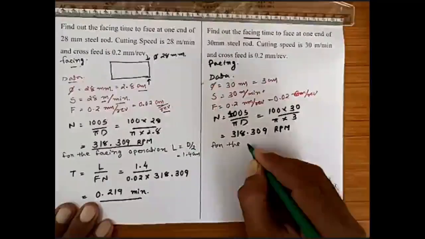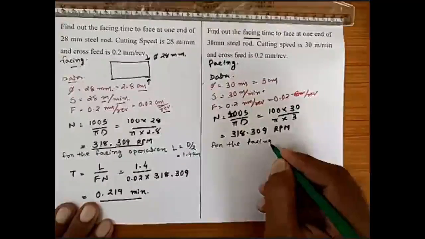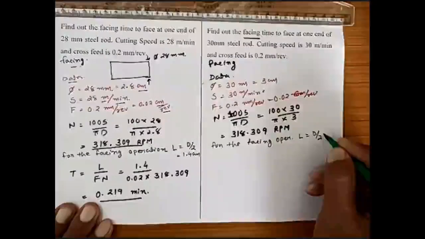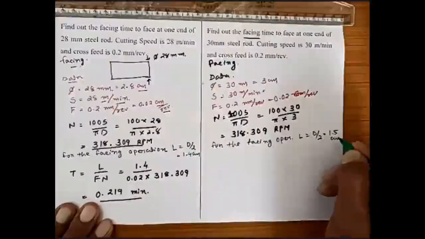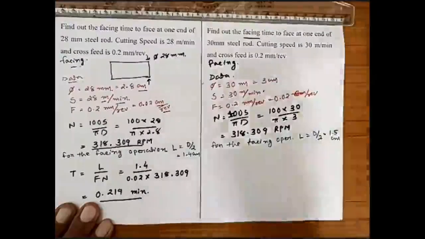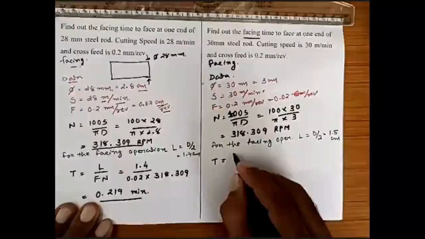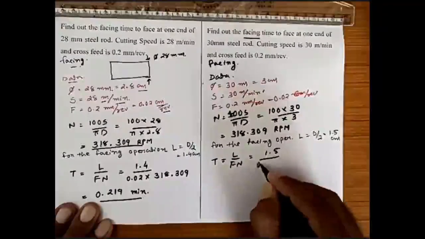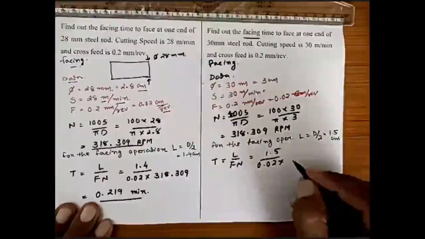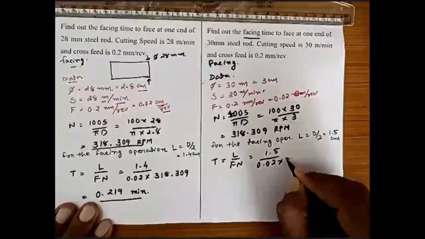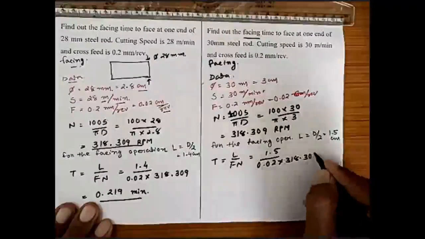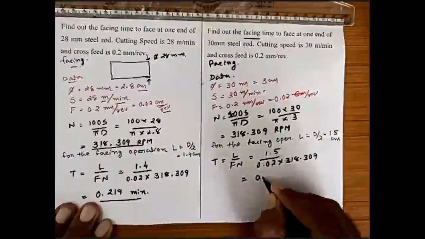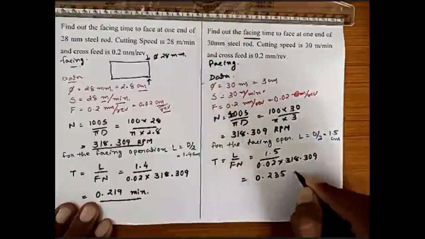For the facing operation, L is equal to D by 2, so 1.5 centimeter. So T is equal to L upon Fn, 1.5 upon 0.02 into 318.309. So the answer is 0.235 minute.